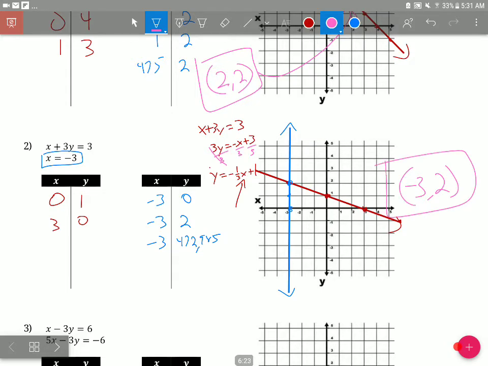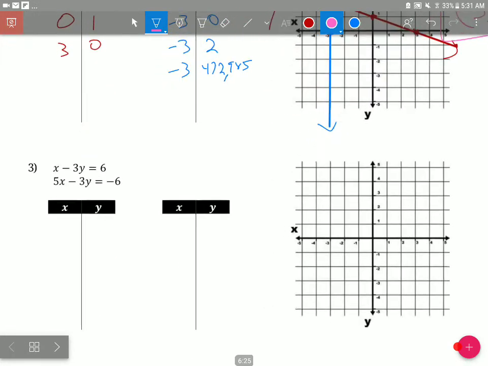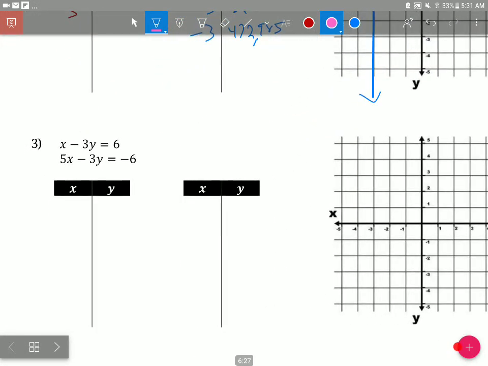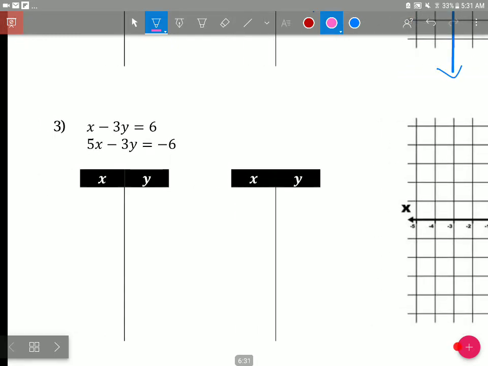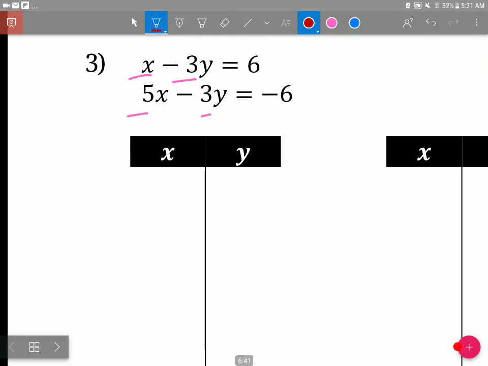All right, number 3 is just like this, except you have to solve for y on both of them. So first things first, move the x, and it's just move the x, divide by what's in front of y. Move the x, divide by what's in front of y. So I'll do the first one real quick, and I'll see if I can cram it in right here. X minus 3y.